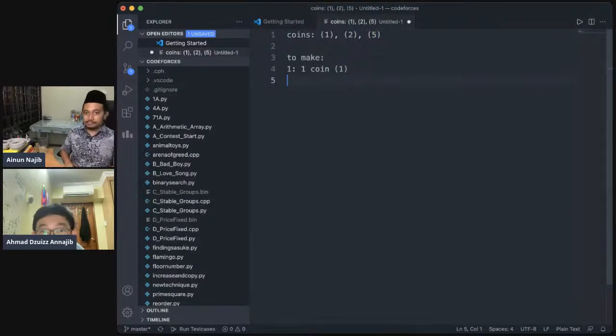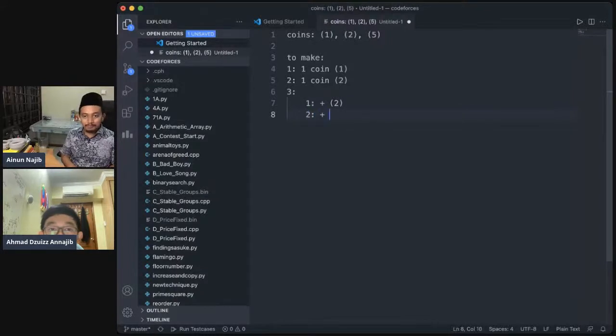So these are coins. To make two, you can use one coin, which is two. To make three, you have two options. You start from one, plus coin two, or you can start from two and plus coin one. That's the option for three.